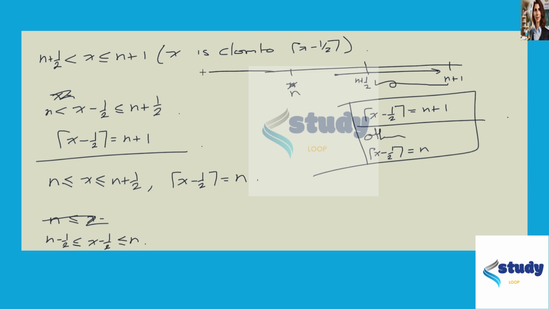So what this means then is if we have n minus 1, n minus a half, we have x somewhere in between this range. And because we're taking ceiling, we're going to take it to n. So then the ceiling of x minus a half is equal to n, as required.